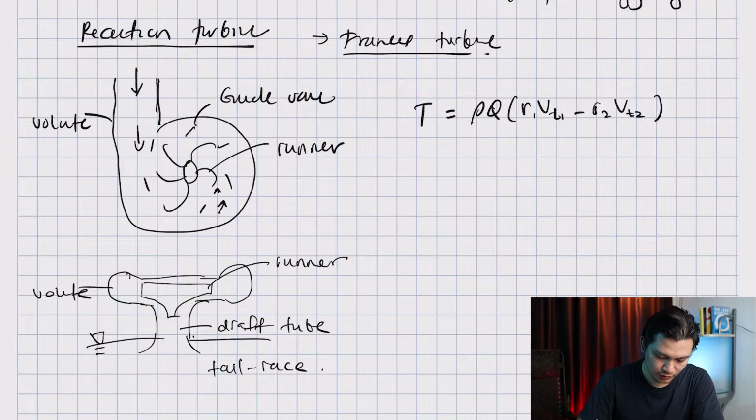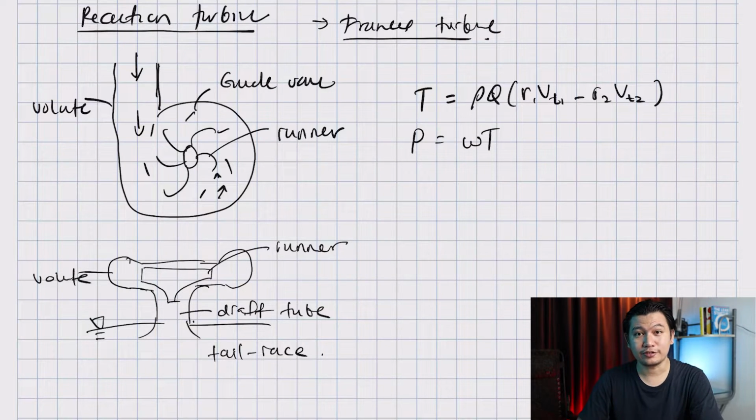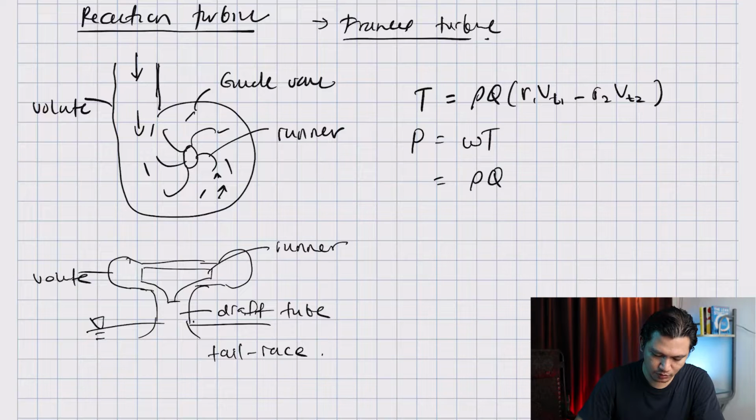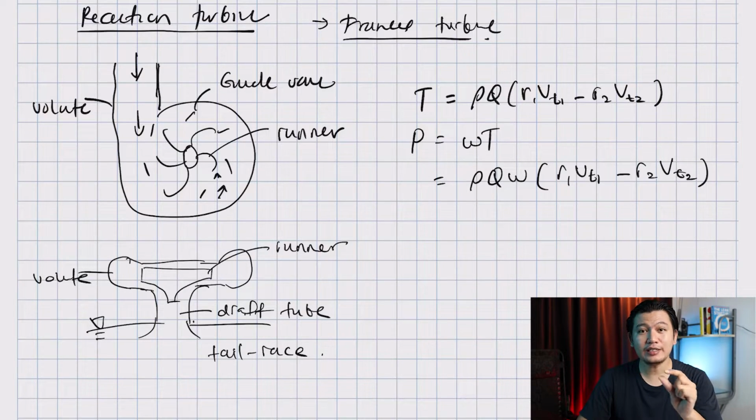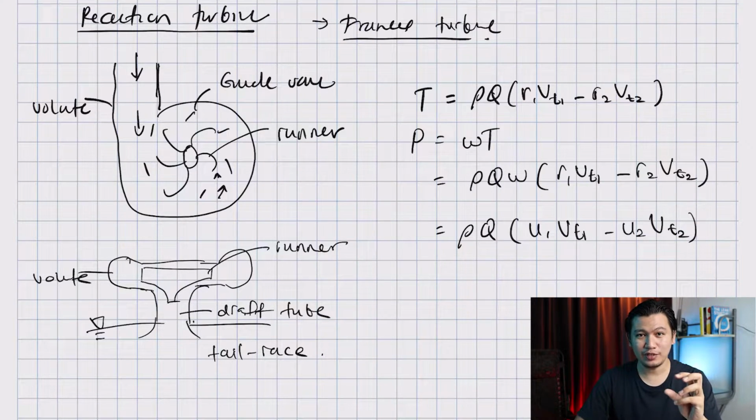So when you have torque, you know that power is equal to omega times torque, so rotational velocity multiplied with torque. If I put this equation there, that's going to be rho Q times omega (R1 VT1 minus R2 VT2), right? But omega times radius is going to be U, that is the blade speed. So again, rho Q multiplied with (U1 VT1 minus U2 VT2), and that's how you get the power inside the runner.